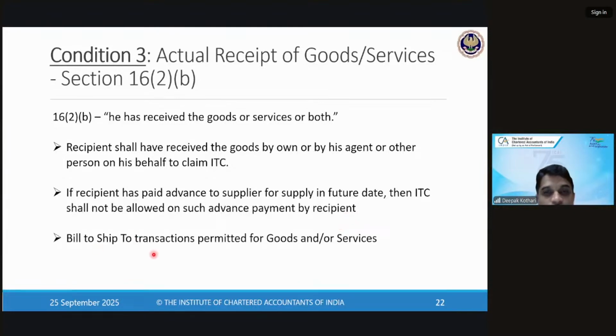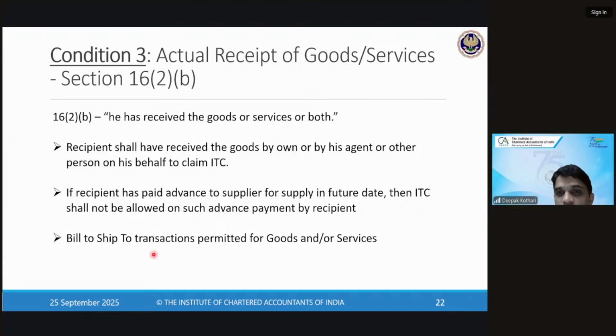And in case of bill to ship to transactions, credit can also be claimed, because in a bill to and ship to transaction, I am not shipping it to the person to whom I'm billing. You would have understood in the chapter of supply that when I bill to somebody and ship to somebody else, place of supply is determined there.